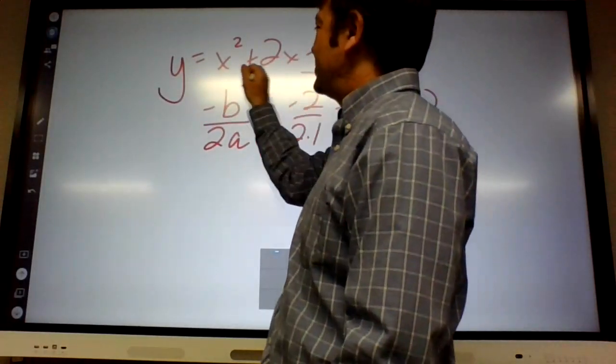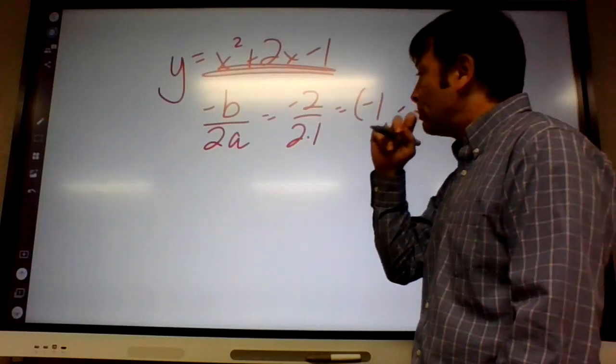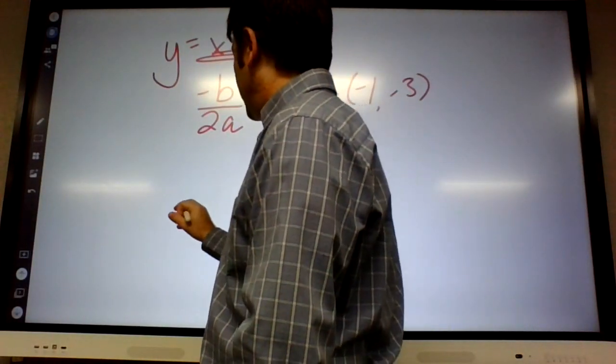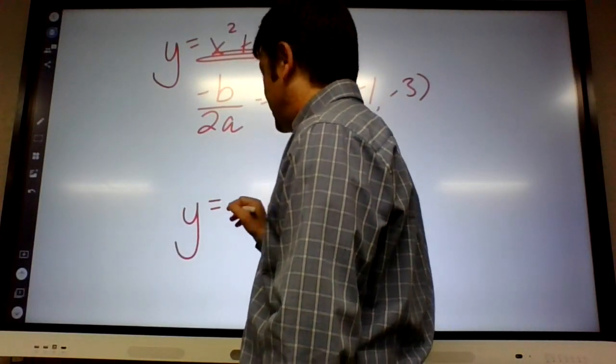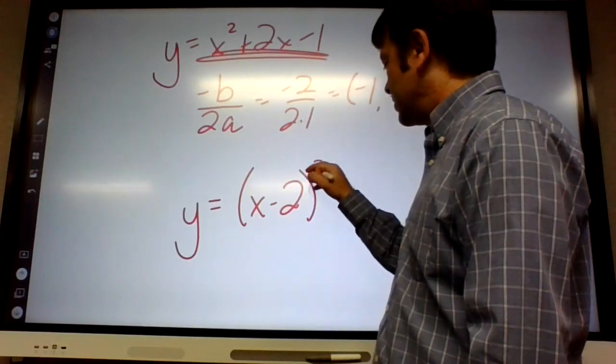Okay, this is called standard form when they write it like that. The other version that we're doing today is actually easier. This is called vertex form.